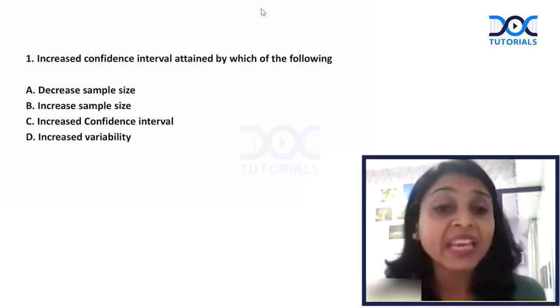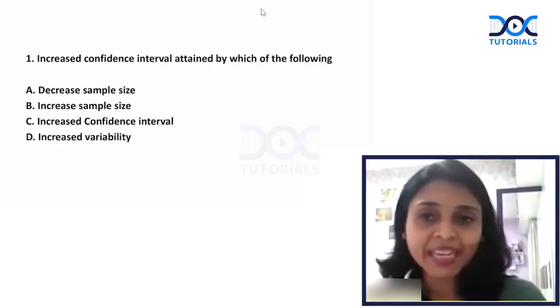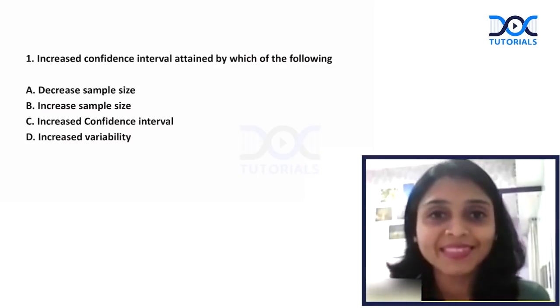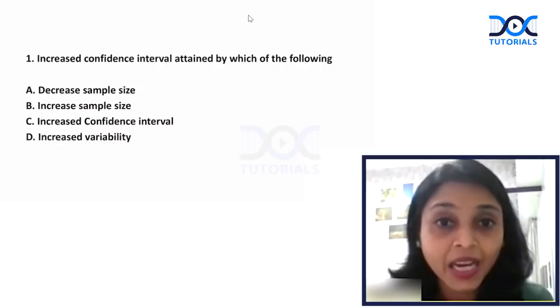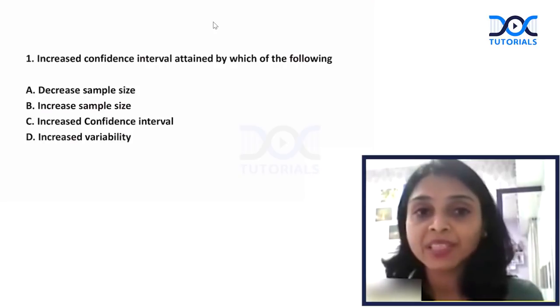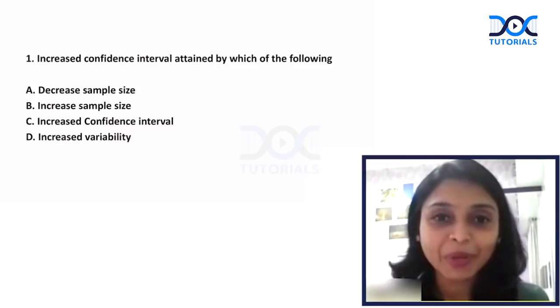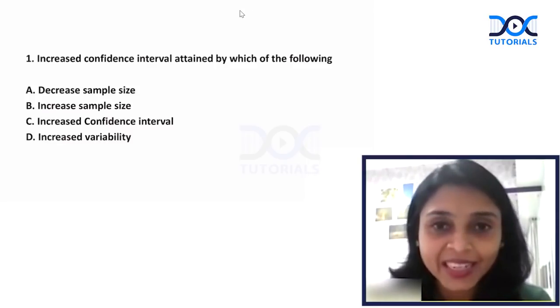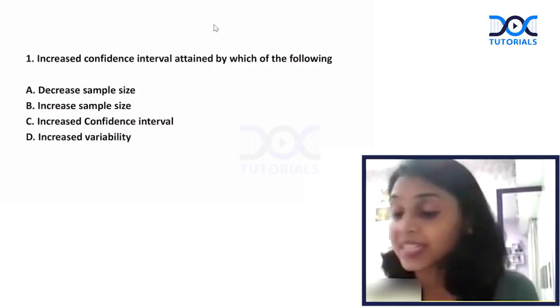So the first question was, increased confidence interval is attained by which of the following? Any answers? You can unmute and tell me. That would be fine. Yes, definitely. It will be good for FMGE as well. Anyone? Come on, guys. This is the problem. I have to see the chat. You can unmute, no? Okay, so increased confidence interval is attained by which of the following?